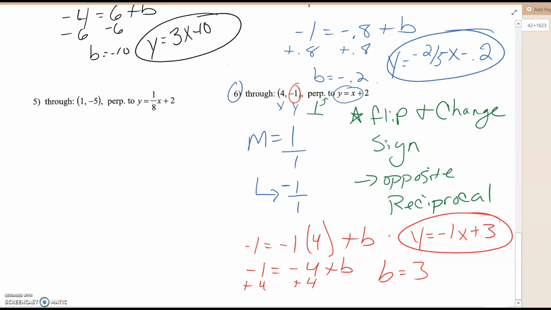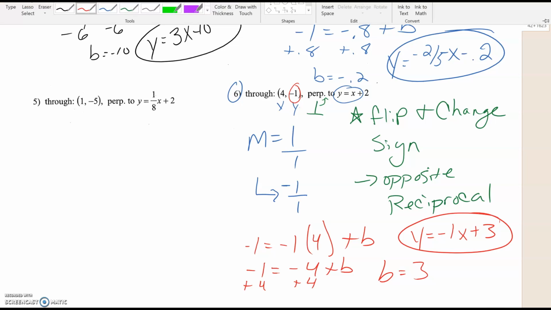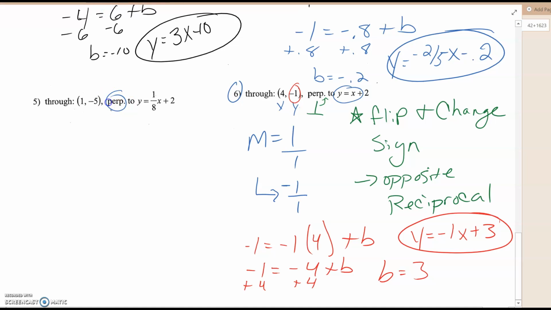Yay. All right, so for this last one, it says perpendicular again. What would my new slope be? New m, what is my new slope equal to if this one is 1/8? If I flip 1 over 8, it becomes an 8 over 1, and then I can make it negative. Okay, opposite reciprocal. Flip it, change the sign.